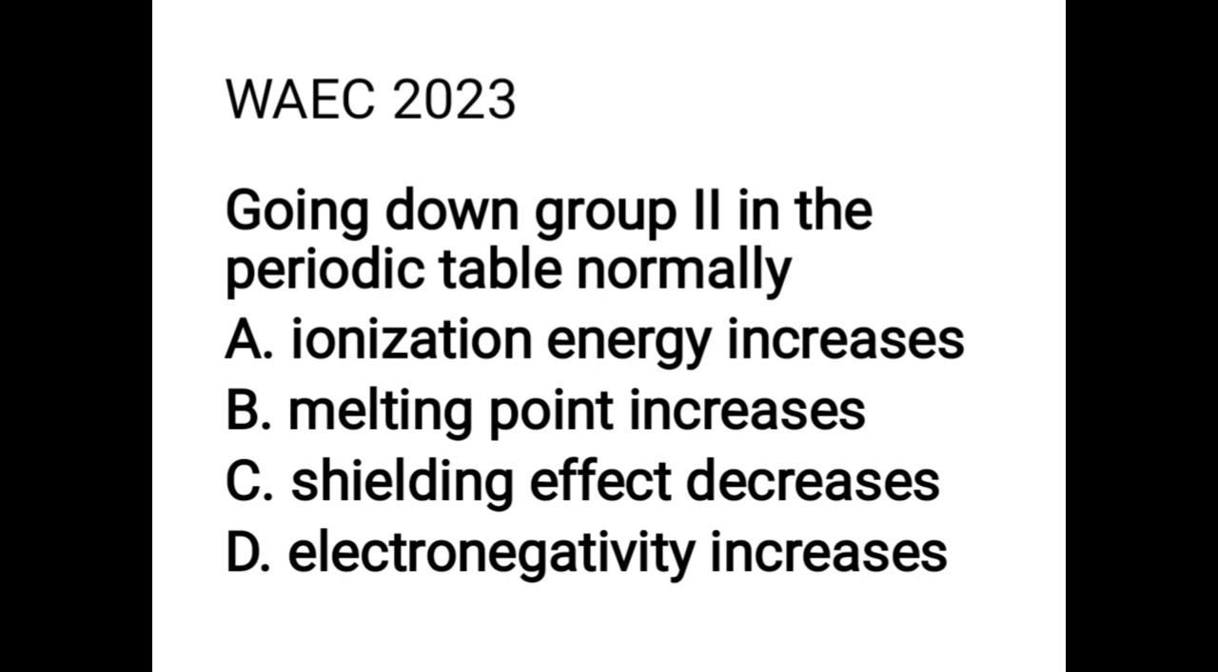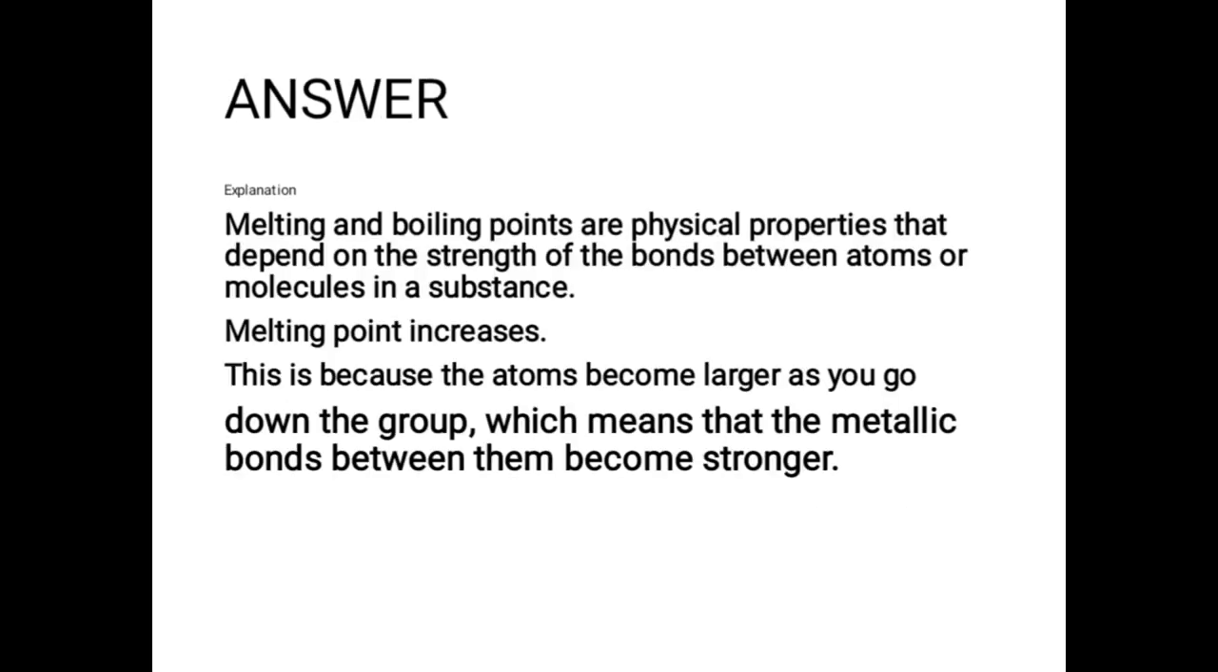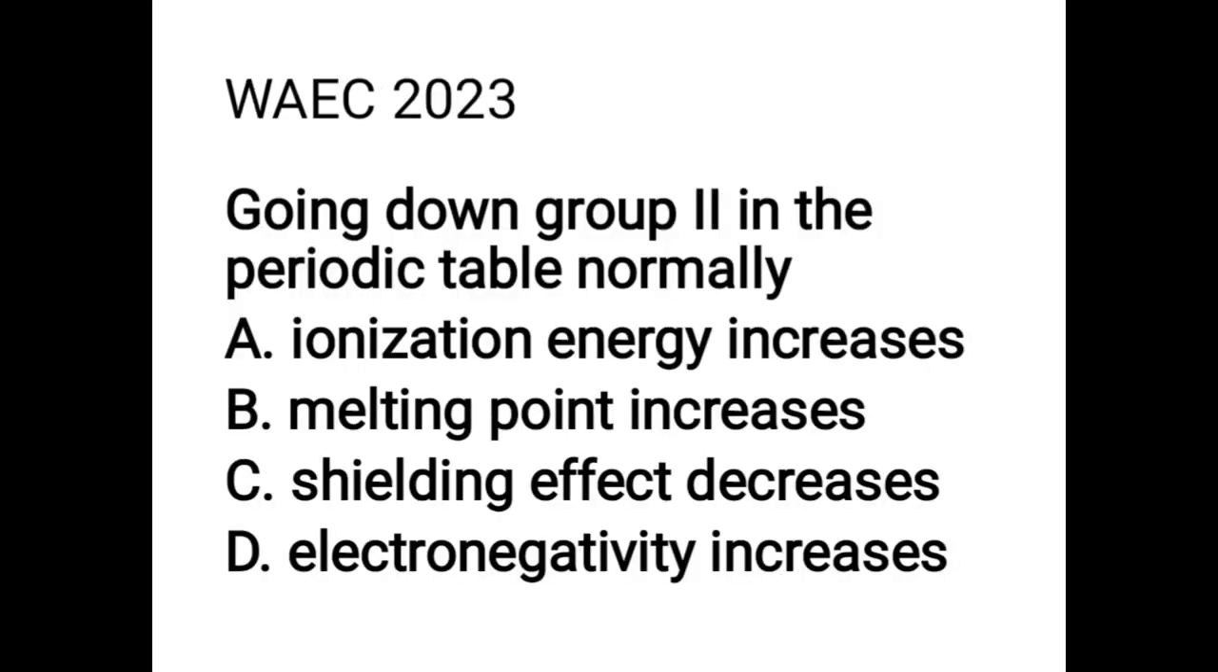So it will be very difficult to remove electrons from fluorine, which is also the most electronegative element. So the answer there is fluorine. Then the second one, going down group 2 in the periodic table. So we look at group 2 elements of the periodic table. What do you think is your answer? The correct answer to that question is melting and boiling point, which is B.